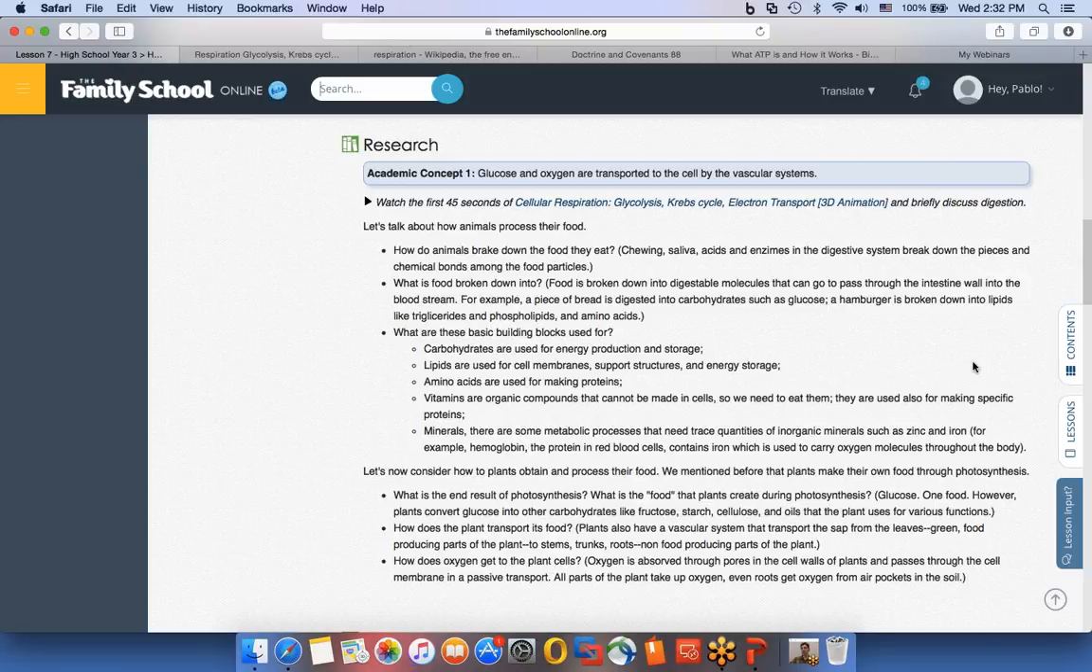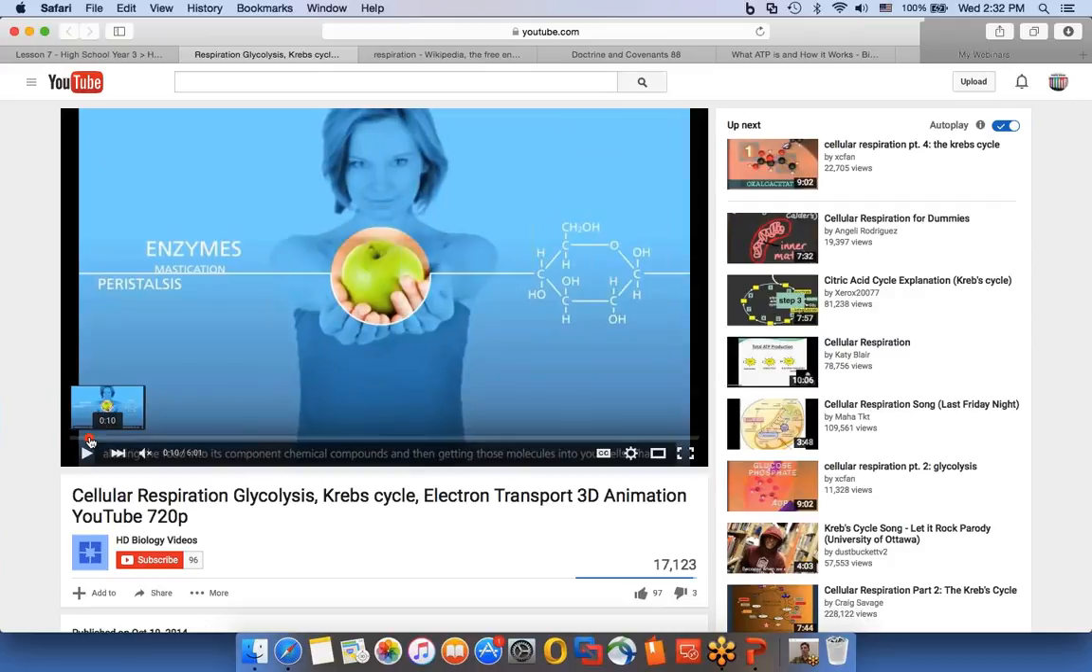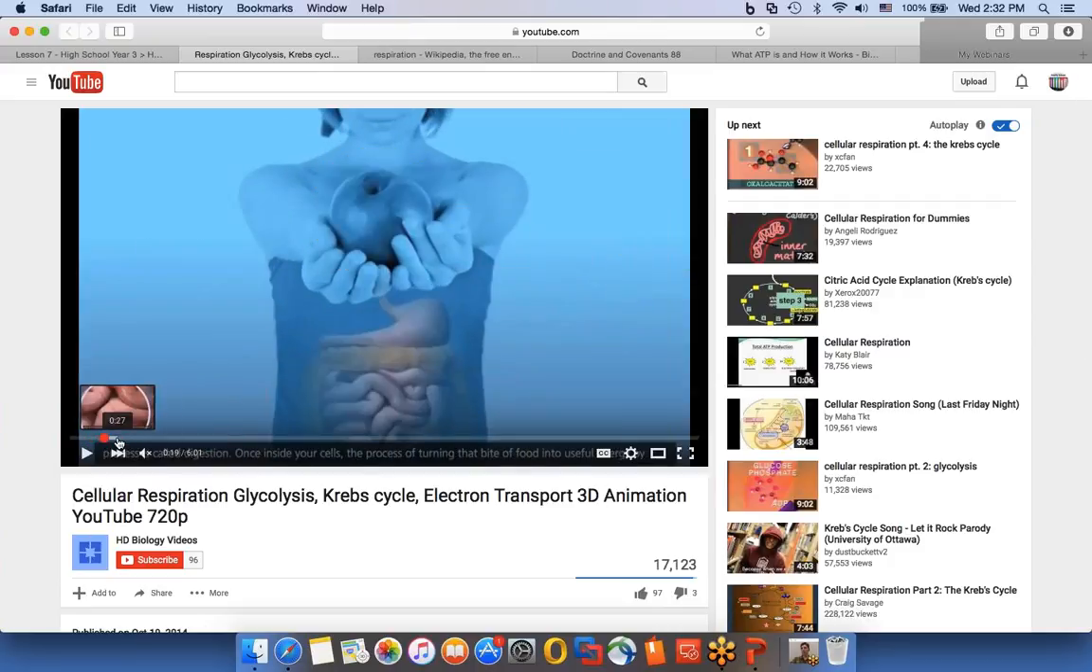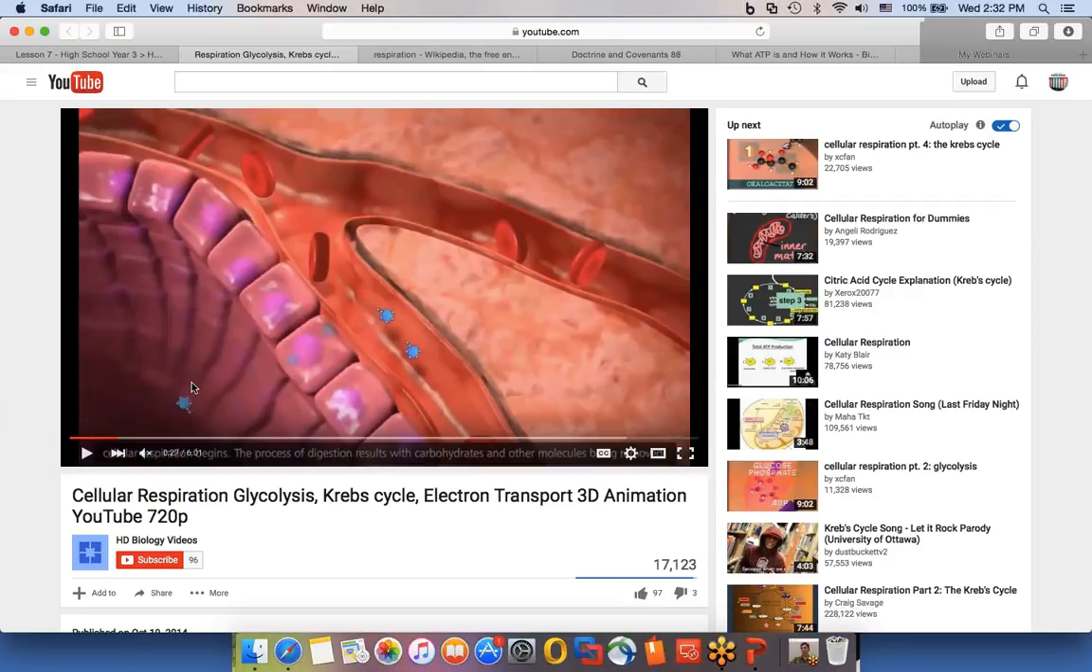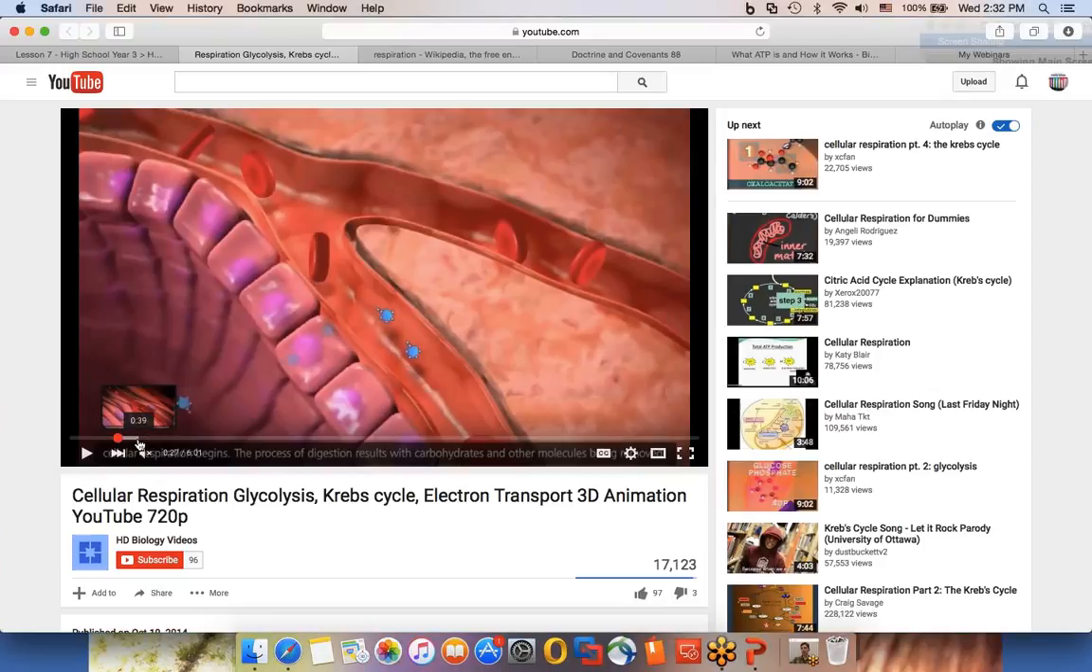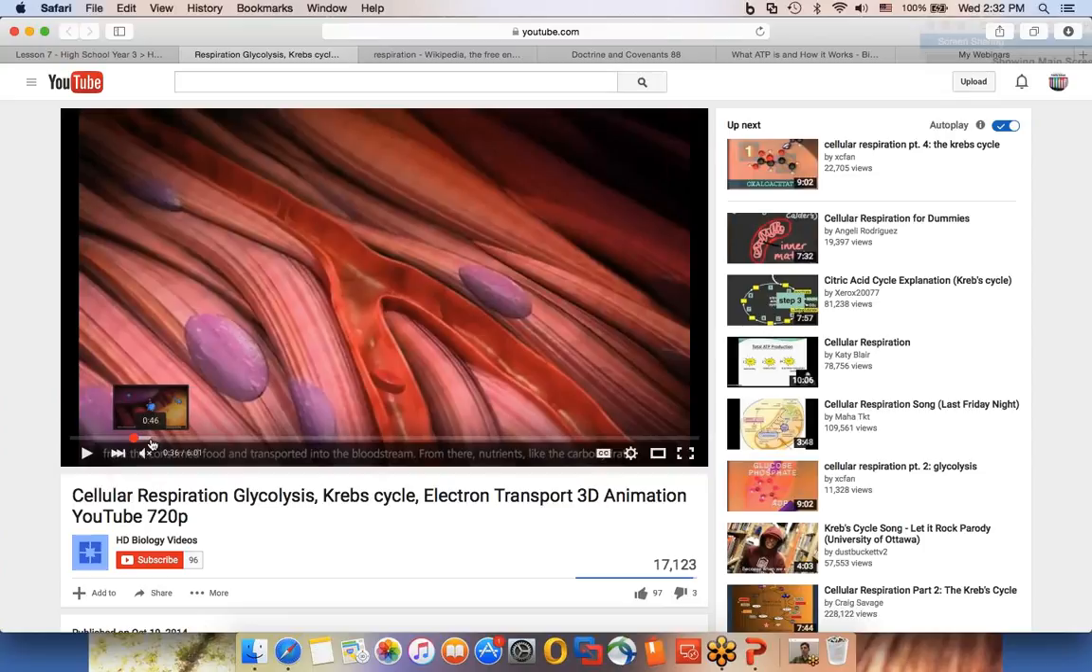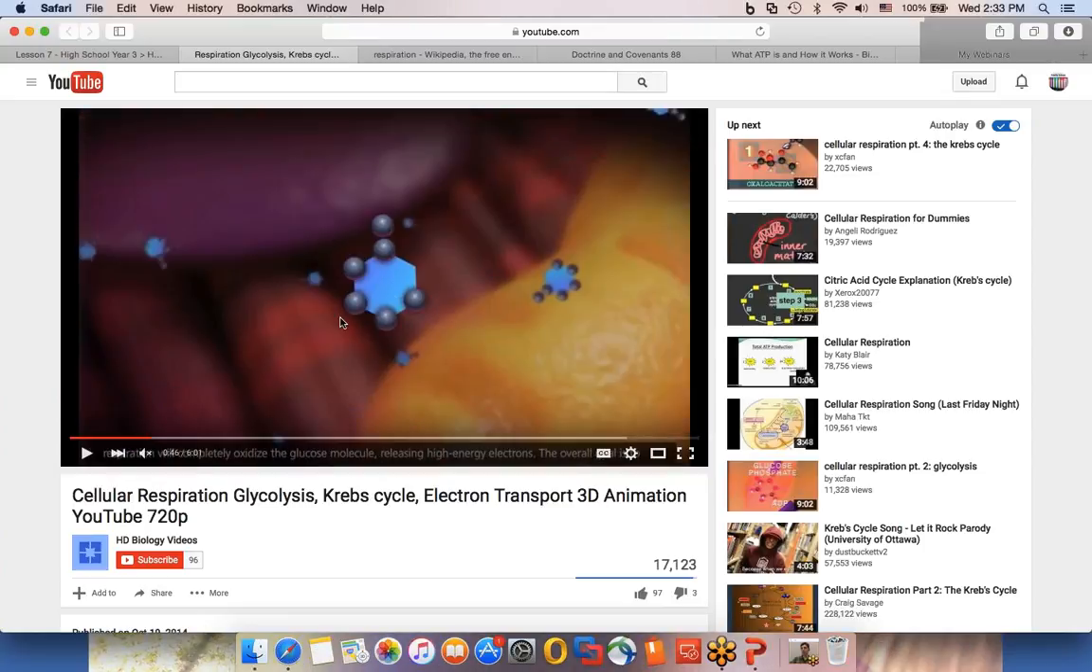Okay, so academic concept number 1 is glucose and oxygen are transported to the cell by the vascular systems. In the video that we watched, it talks about how carbohydrates from the food are removed in the stomach when the food is digested, and then the nutrients go to the bloodstream, and then they enter the cells. This concept talks about how animals and then plants process their foods, so two main topics.